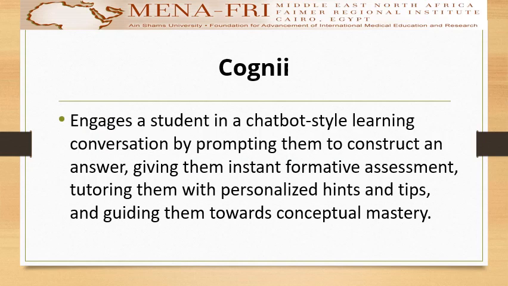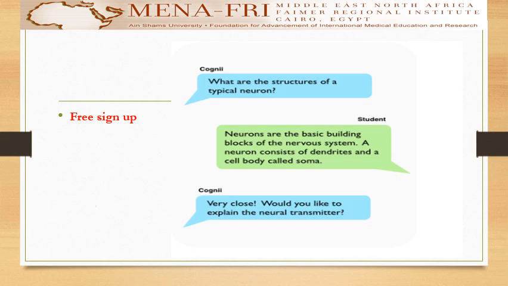Number three, Cognii. This tool engages a student in a chatbot-style learning conversation by prompting them to construct an answer, giving them instant formative assessment, tutoring them with personalized hints and tips, and guiding them toward conceptual understanding. As an example, Cognii asks the student, what is the structure of a typical neuron? Student answer: neurons are the basic building blocks of the nervous system. Cognii: very close, would you like to explain the neurotransmitter?